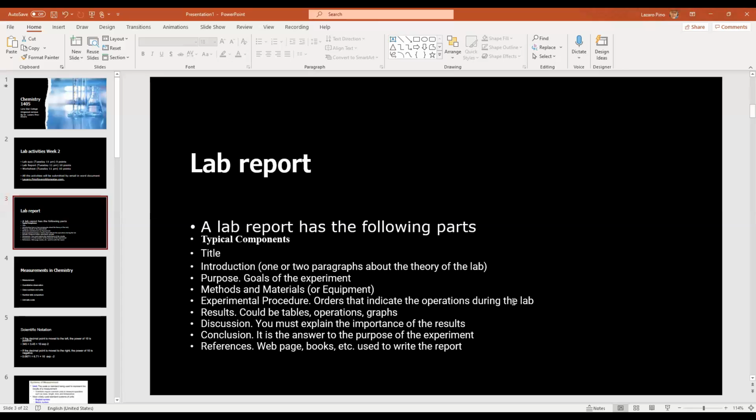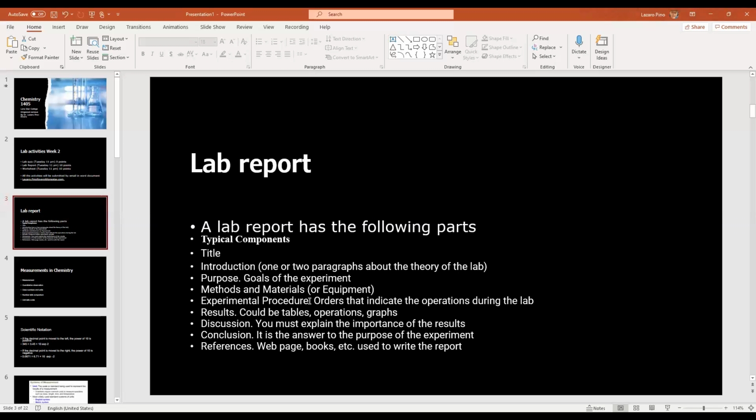For example, number 1, measure the length of a pencil. Number 2, measure the weight of a metal cylinder. These are the different orders that you will write in the experimental procedure. And always you will number these orders. The results could be tables, operations, and graphs.